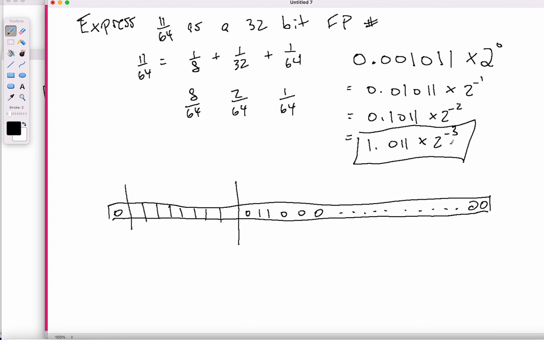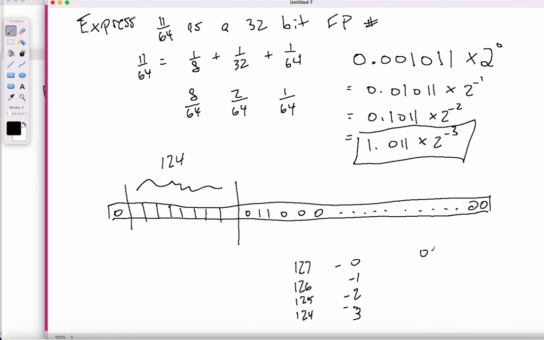And now I need to figure out how to express this minus 3. Well, remember, 127 corresponds to a 0. 126 would correspond to a minus 1. 125 would correspond to minus 2. Whoops, 127, 126, 125, I've got it. 124 would correspond to minus 3. So what I need to put in here is the number that corresponds to 124. Well, let's see if we can remember.